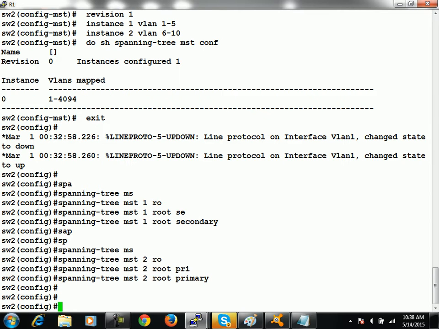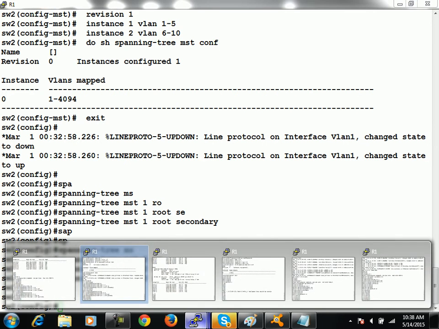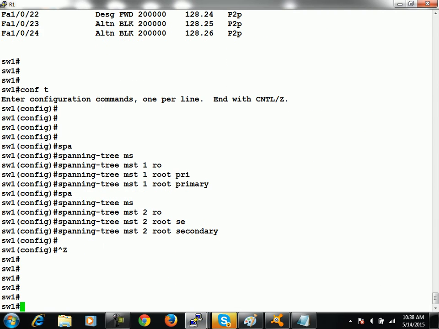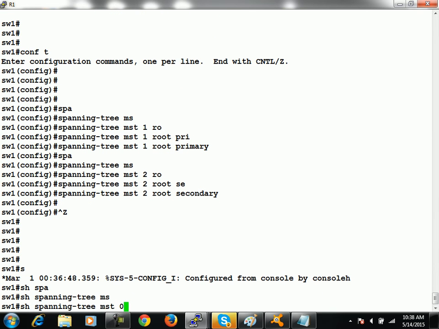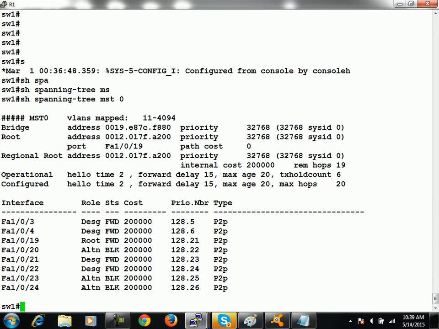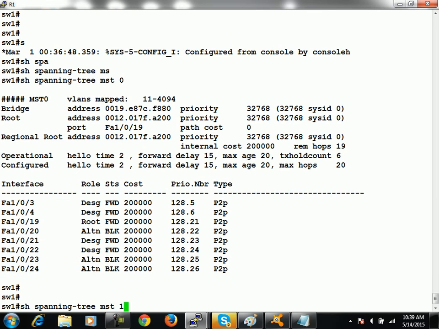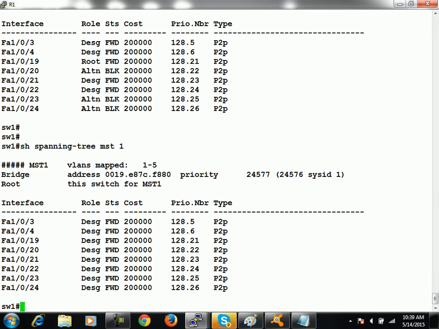Fine. So in this way, you can modify your root bridge selection for MST instances. But for instance 0, because we have not modified the configuration for instance 0, switch 3 will still remain the root bridge. But now you can see that for instance 1, switch 1 will be the root bridge. Let me show you, show spanning tree MST 0. For instance 0, it will not be a root bridge. But for instance 1, of course, it will be a root bridge.